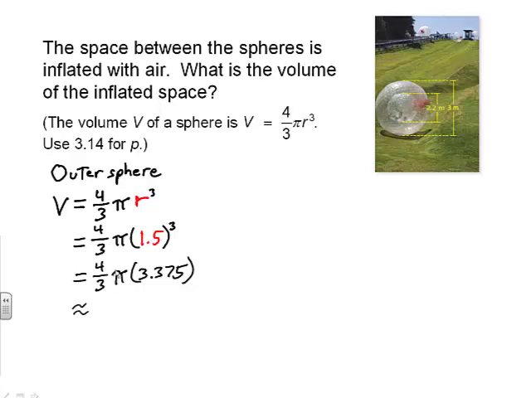And using a calculator, we can find 4 divided by 3 times 3 1400ths times 3 375 thousandths, and the answer is 14 1300ths. Now, because we're finding the volume, we should put the units here. What units do we use? Well, the diameter was given in meters. Seeing this as a volume, we should have cubic meters. So the outer sphere has a volume of about 14 1300ths cubic meters. Now let's find the volume of the inner sphere. Try finding the volume of the inner sphere yourself.